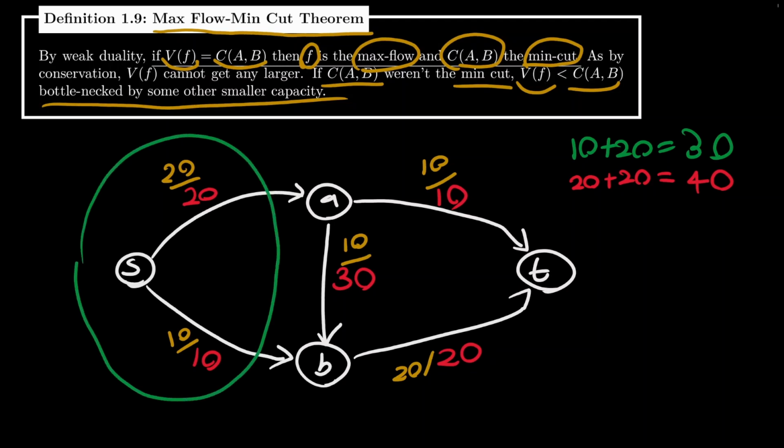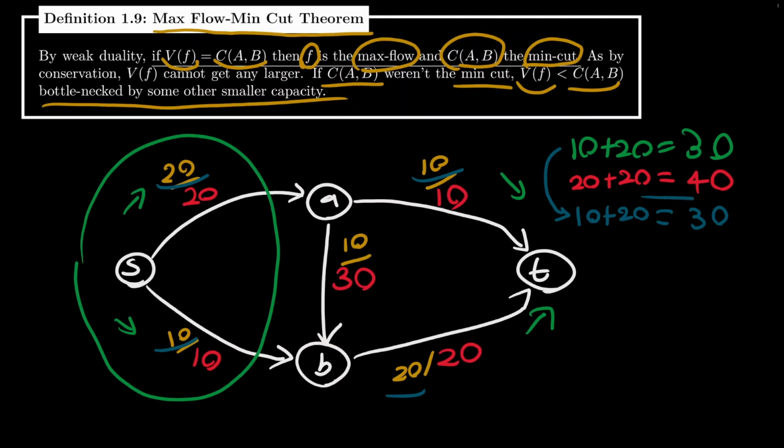We know the flow leaving here is 20 and 10, and we can see that the flow entering here is 20 and 10. We know that our maximum flow, I'll draw it in blue, is 10 plus 20, which is equal to 30. We can see here that the minimum cut is equal to our maximum flow.